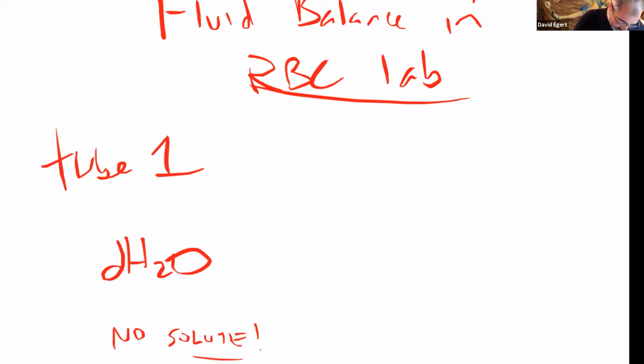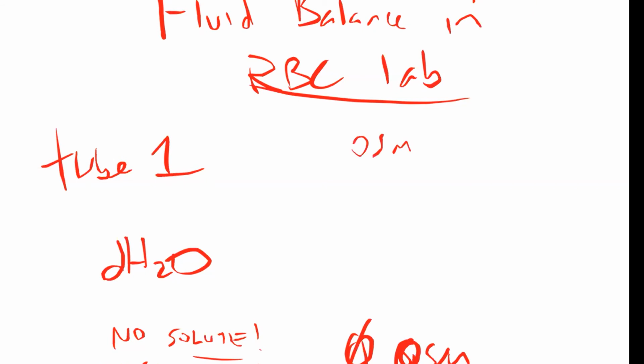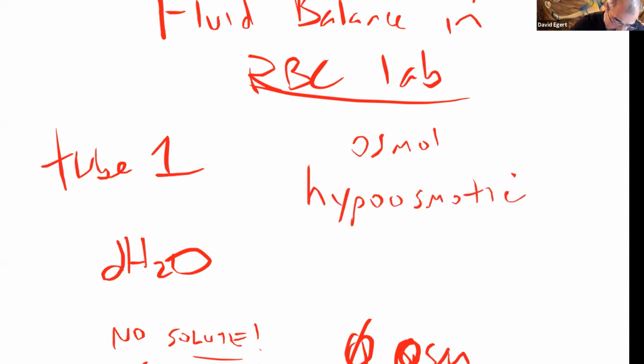What is the osmolarity of this? How many moles of particles are there per liter of distilled water with no solute? Zero. Zero osmolarity, which is obviously less than 0.3. So would I say hypo, iso, or hyperosmotic? Hypo. It's way hypoosmotic. And what about tonicity? Hypo. It's going to be way hypotonic.